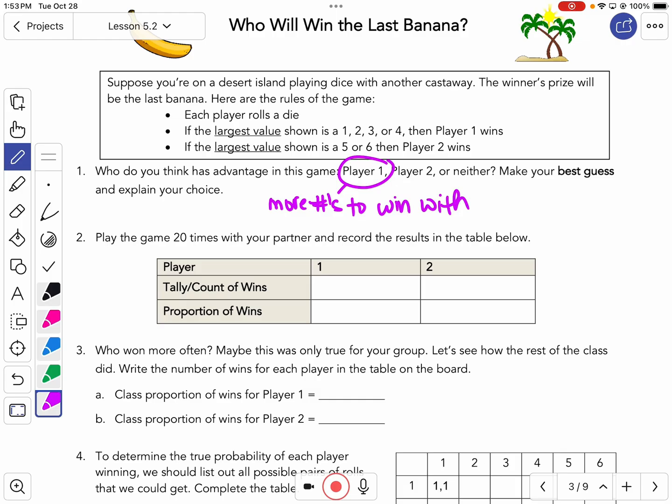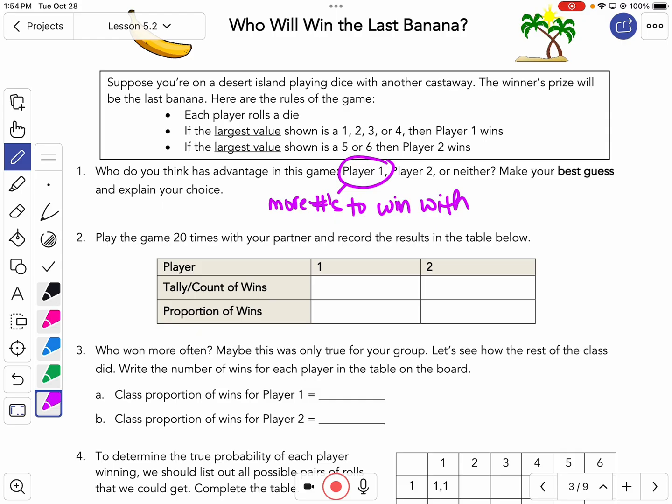Okay, so the numbers that we have showing are a 5 and a 3. The biggest number of those two is a what? 5. So if I'm player 2, I won that round. Okay? All right, we pick our dice back up and we do it again.